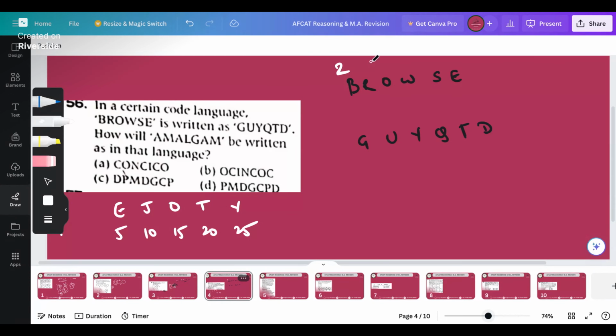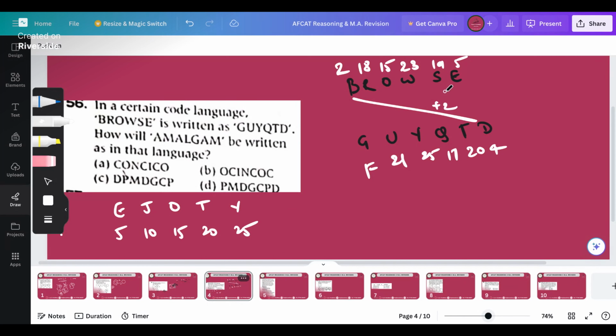R means 18, O is 15, WXY 23, ST, that means 19, E is equal to 5, G is 7, STU 21, 25, Q is 17, T is again 20, and D is your 4. So what you are able to observe is that this one is moving over here, plus 2.